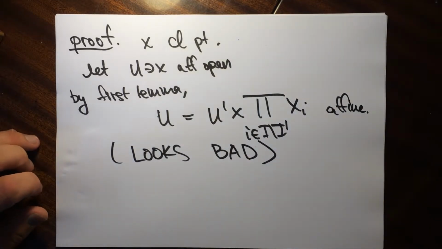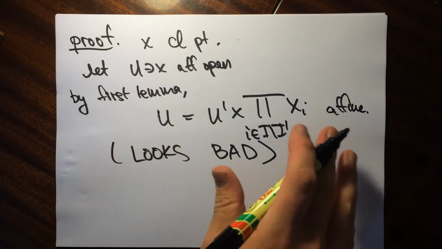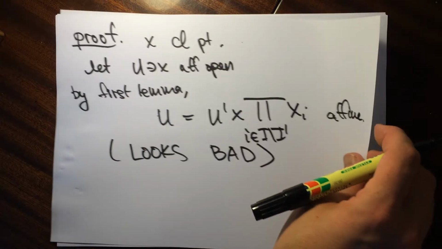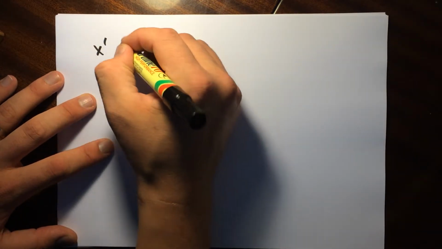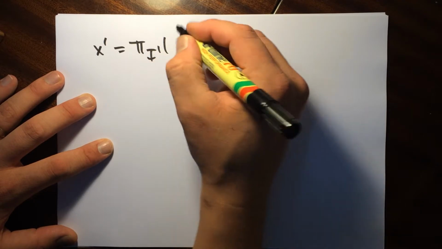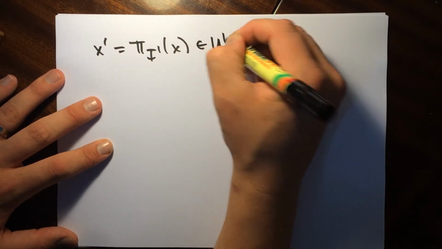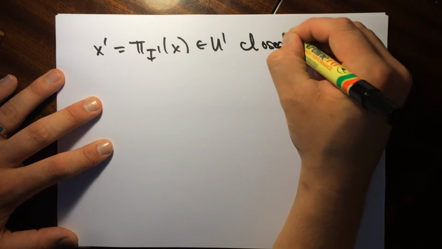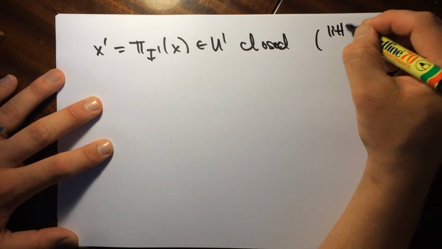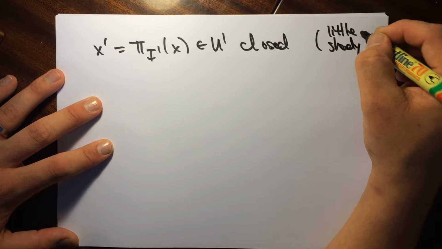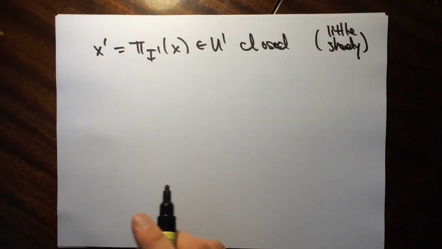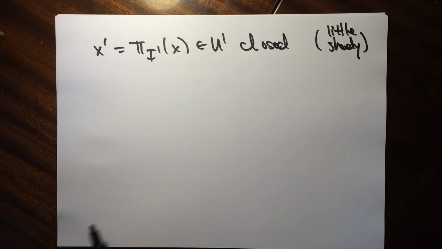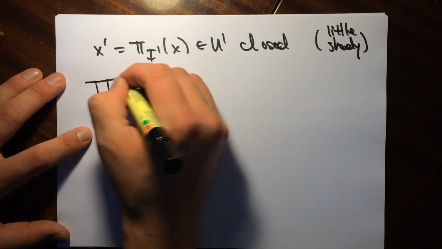Okay, so let me continue with how to prove this. I'm going to apply that thing that we already said. So let's take x prime, pi of I prime of x, and this is going to be in U prime, and this is going to be closed. Okay, this is a little shady. I didn't explain this, but let's suppose this. Then what are we going to have? Well, I'm going to look at an FPQC covering, which is affine. I'm going to do that thing that I was talking about that I'm going to use all the time.